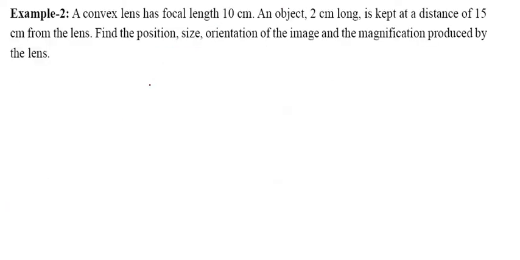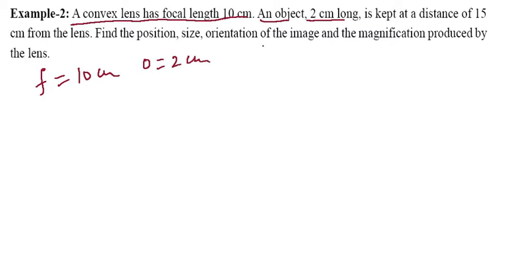Now come to the question, how can we apply the formula in this. A convex lens has focal length 10 cm, so f is plus 10 cm. An object 2 cm long, so O is equal to 2 cm, is kept at a distance of 15 cm, so U is equal to minus 15 cm. Always remember U is always negative.